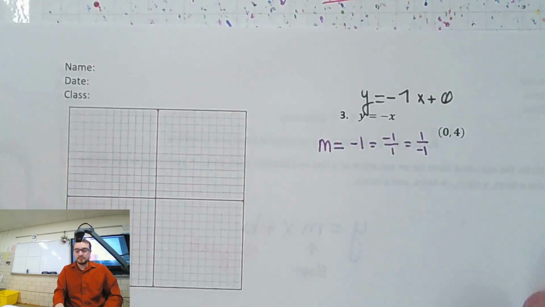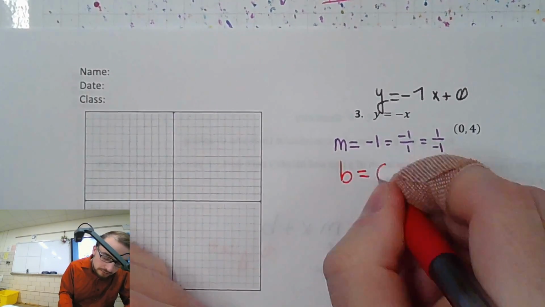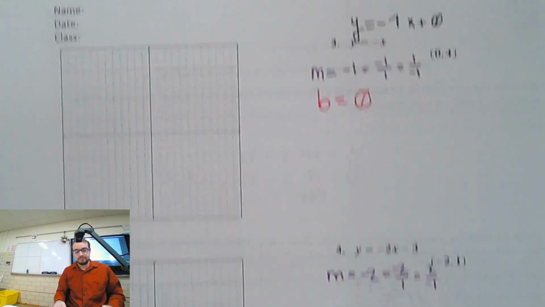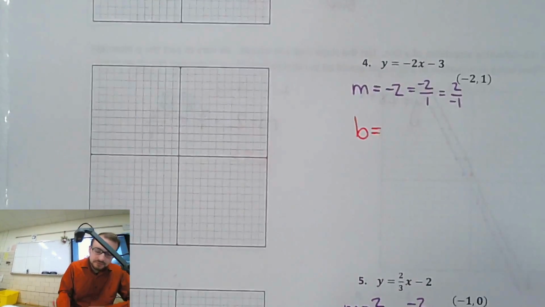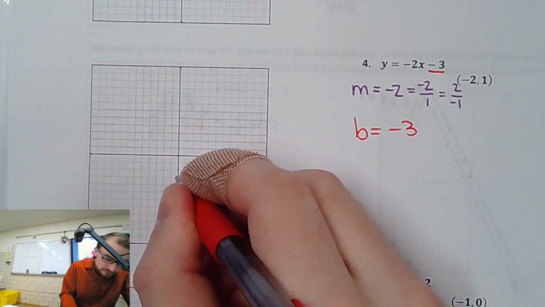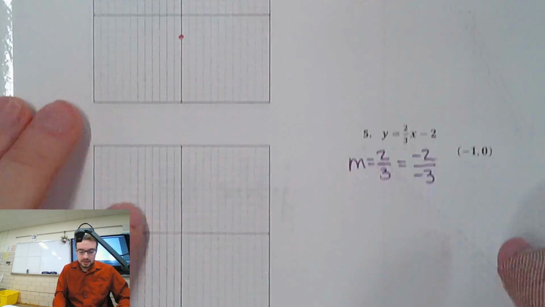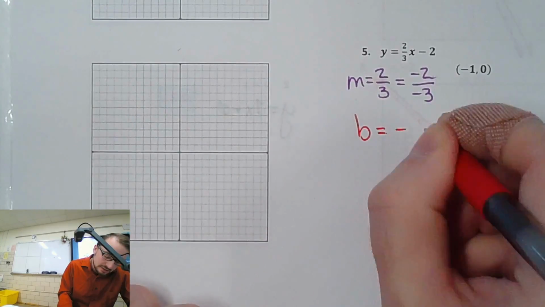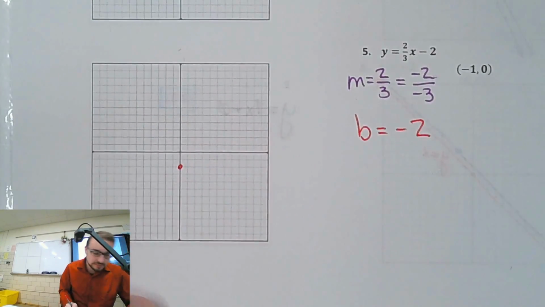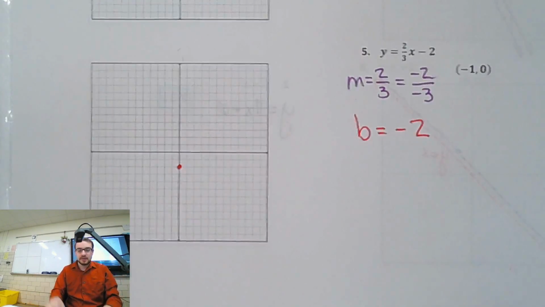Going back to number 3, our y-intercept, b. What's the y-intercept for this equation? 0. So it's going to go through the origin, right? Number 4, the y-intercept is negative 3, so it's going to go through negative 3 on our graph. Number 5, the y-intercept is negative 2. So it's going to go through negative 2. Again, the y-intercept just adjusts where the line sits. The angle's set by the slope, and where the line sits on the graph is adjusted by the y-intercept, either up or down.